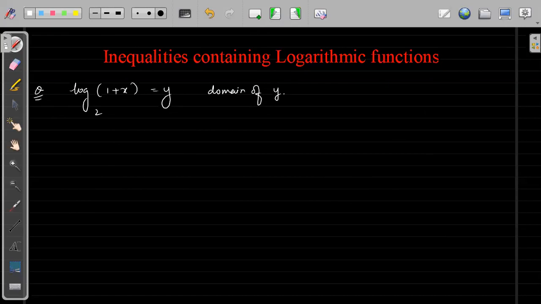Tell me what is the domain. Take your time and tell me. Tell me what is the domain of this function.